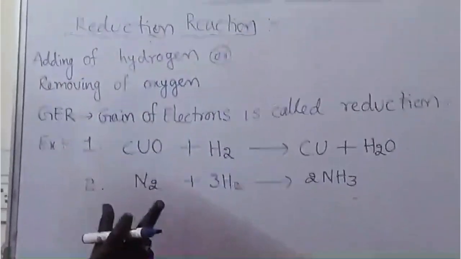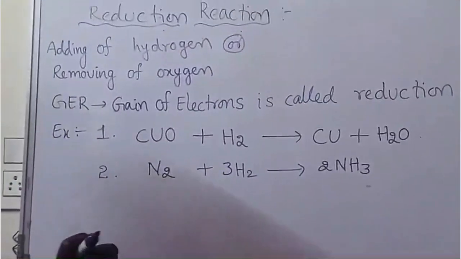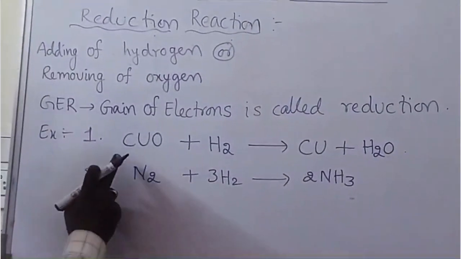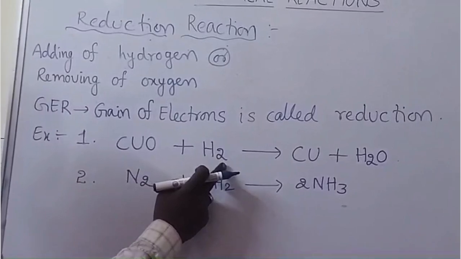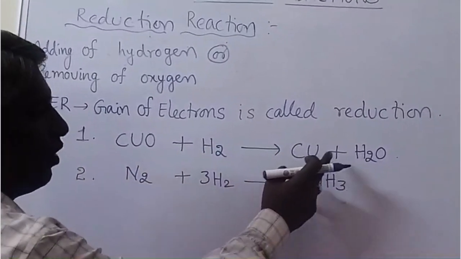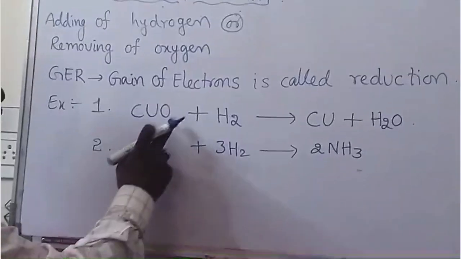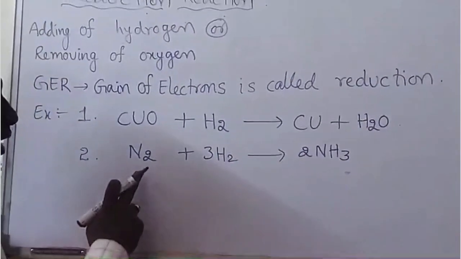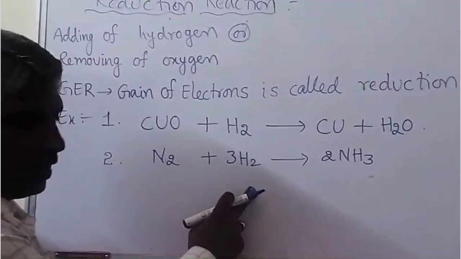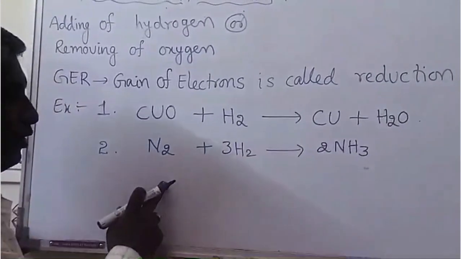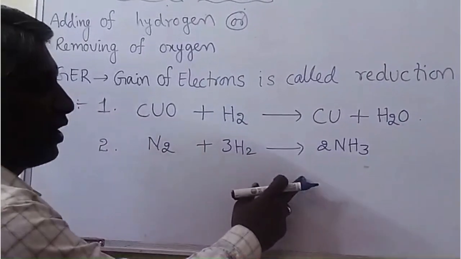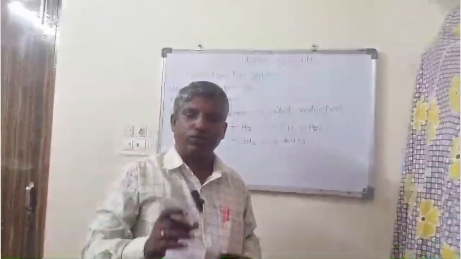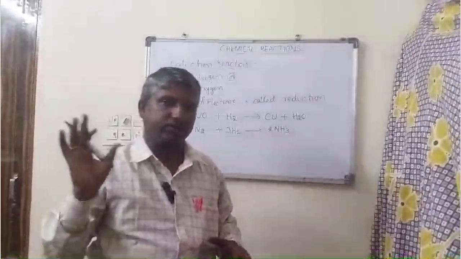Reduction can be expressed with a simple trick, GER, based on electrons. Gain of electrons is called reduction. Copper oxide reacts with hydrogen and forms copper and water. CuO plus H2 gives rise to Cu plus H2O. Nitrogen reacts with hydrogen and forms ammonia. N2 plus 3H2 gives rise to 2NH3. Reduction reactions also occur with the use of a reducing agent.